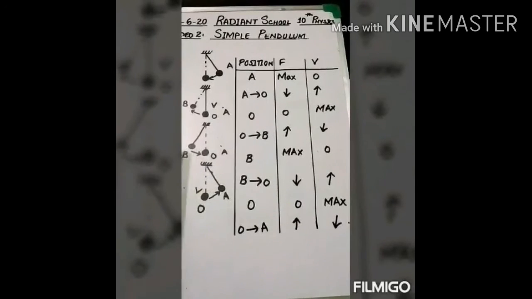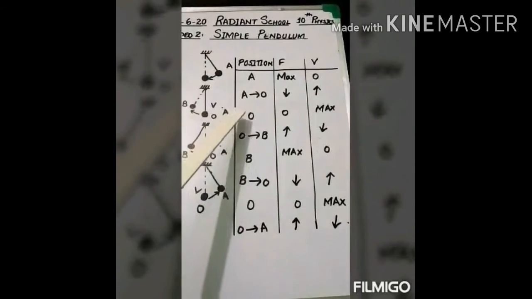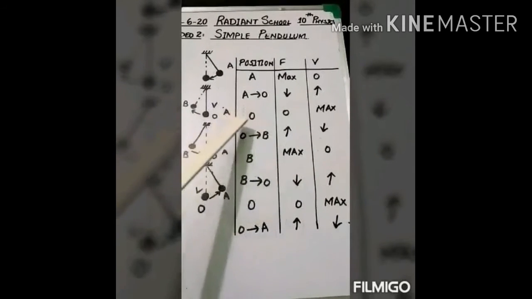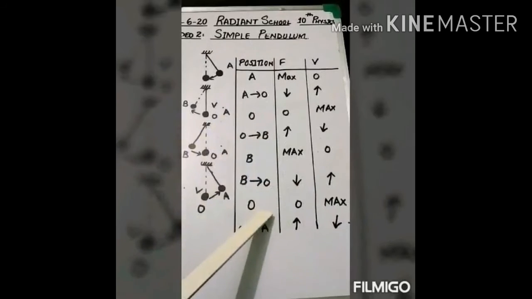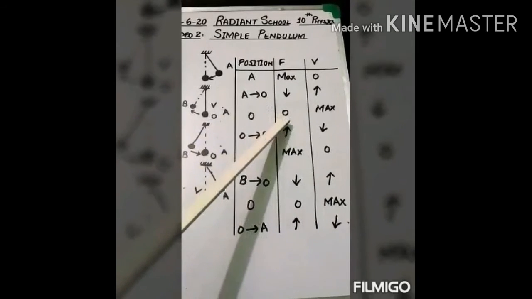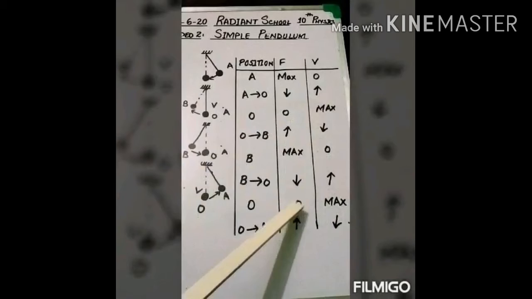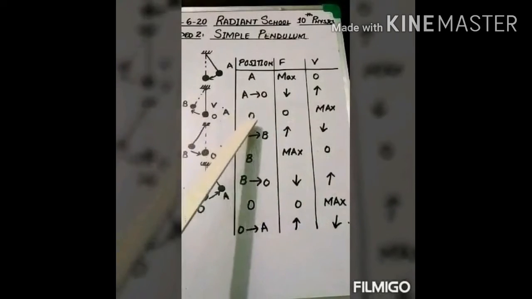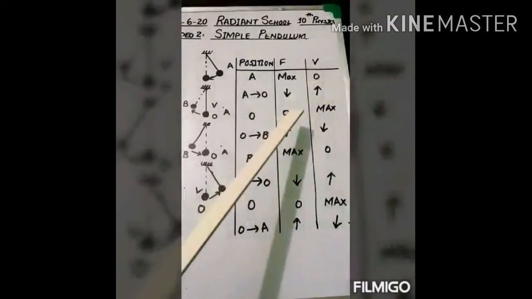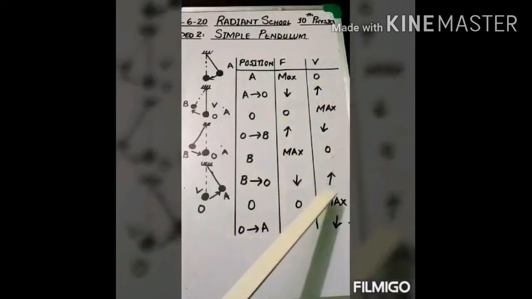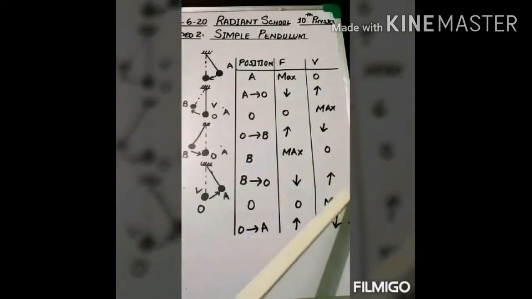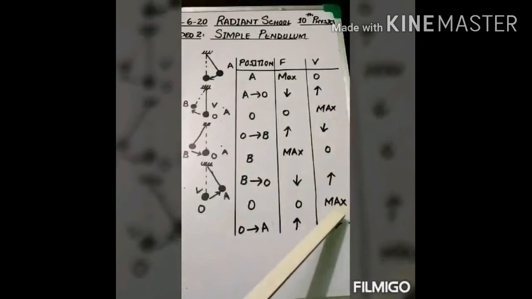Next, when the body is moving, it will pass through the mean position. When the body passes through the mean position, the force acting on the body will become 0, as the restoring force depends upon displacement from the mean position. Here displacement is 0, so the restoring force will be 0, but the body will attain the maximum speed.